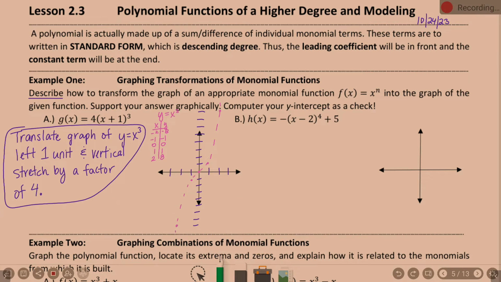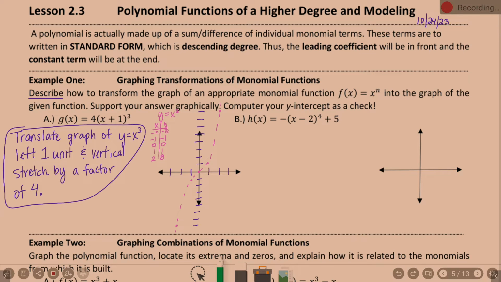Let's go over here. Now, because it's left to right, or it's left, and it's a stretch, we can do either of these first. It doesn't matter which one you do. Okay? 0, 0.